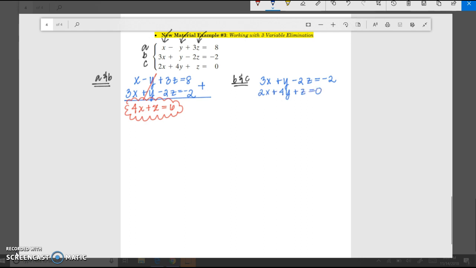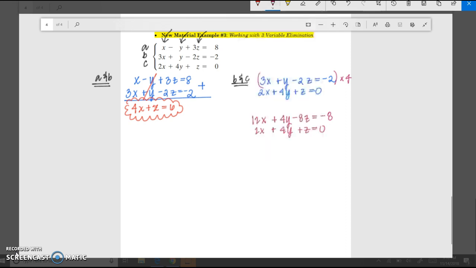So if I want my y's to cancel out, I need to multiply my entire top equation by 4. If I do that, then I'll have a 4y that I can get to go away. So 4 times 3x is going to become 12x. 4 times y will give me 4y. 4 times -2z gives me -8z. And 4 times -2 gives me -8. Then I can just copy down the second equation directly. So 2x plus 4y plus z is equal to 0.